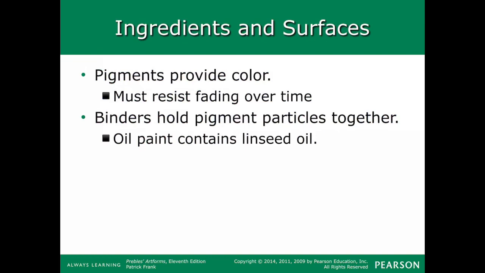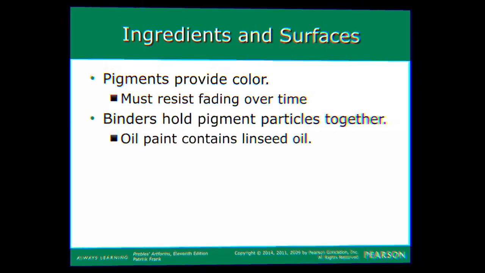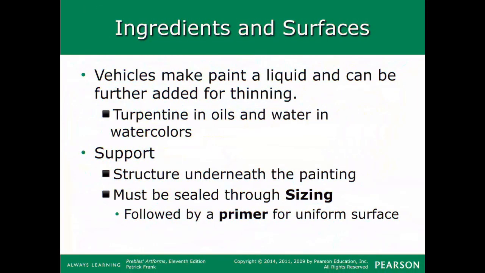So pigments are what is responsible when it comes to providing color. They try to use materials that can resist fading over time. When it comes to binders again, they are the material that holds the pigment particles together. An example of that would be in oil paint, where it has linseed oil, a natural oil, and that keeps all of the color particles together.